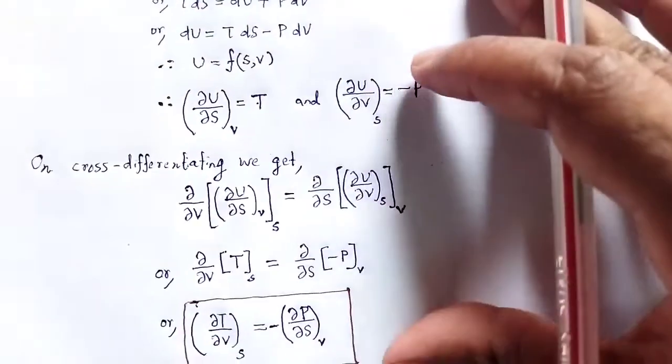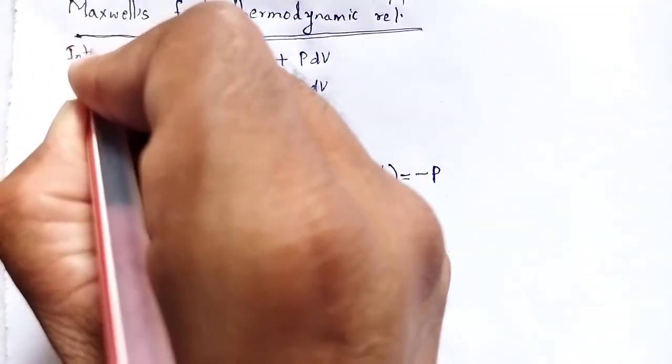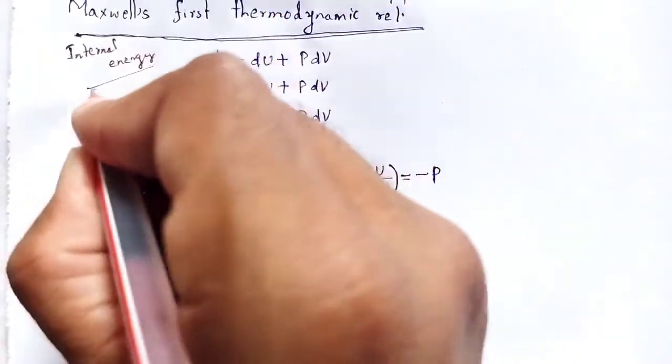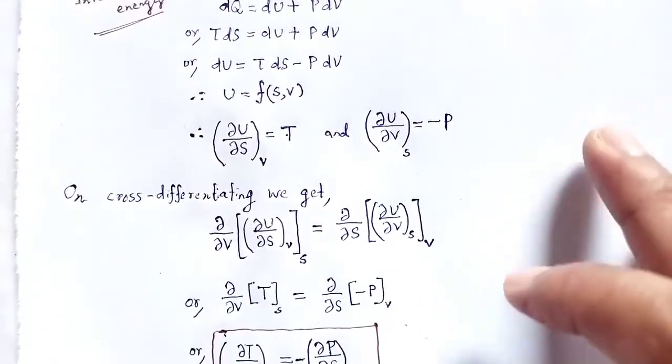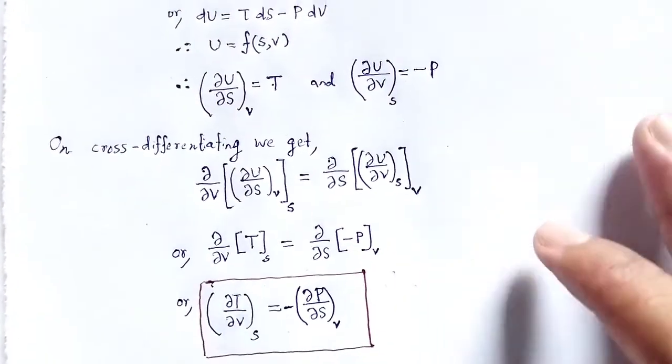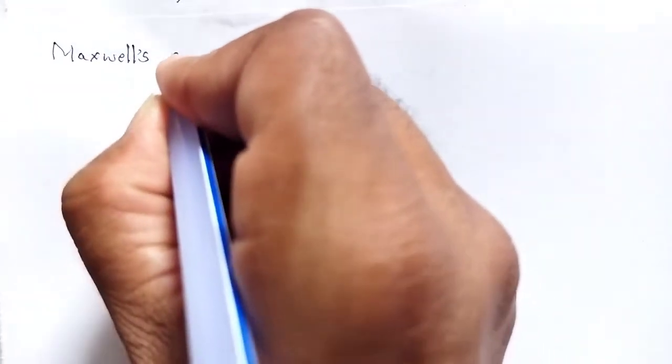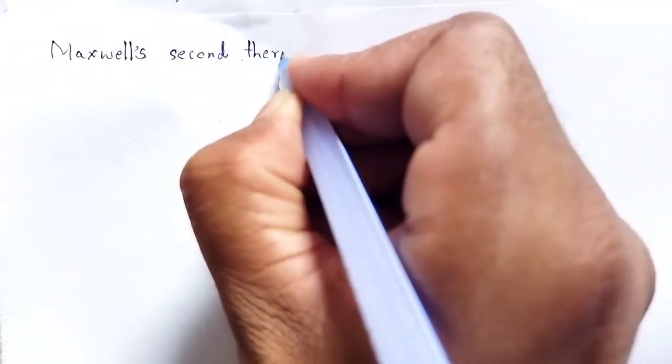We derived it in this manner by taking internal energy into consideration. Again, we derive Maxwell's second thermodynamic relation. Here we write Maxwell's second thermodynamic relation.